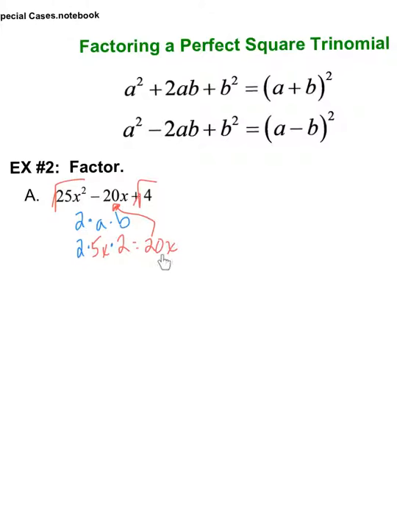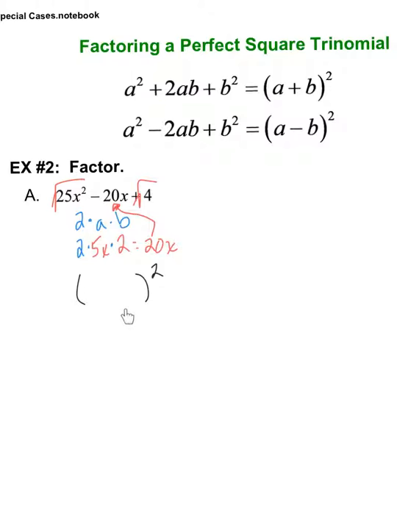Now, at first glance, you might say, oh, those don't match. This is a positive and that's a negative. You don't pay attention to the sign. We'll force the sign to match. So just look at the absolute value. 20x and 20x matches. So as soon as it matches, you know immediately you have a perfect square trinomial that factors into this squared binomial.